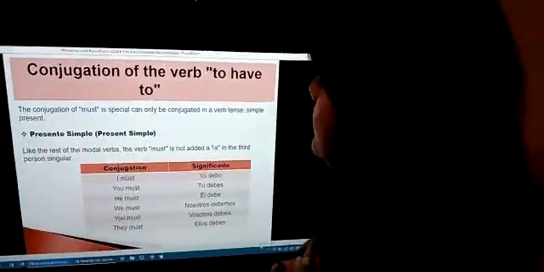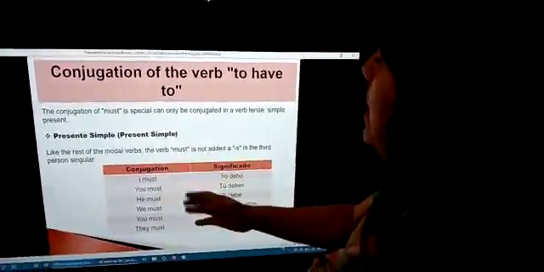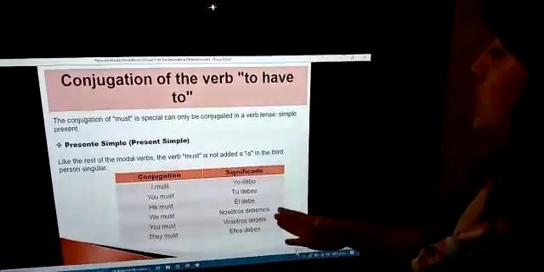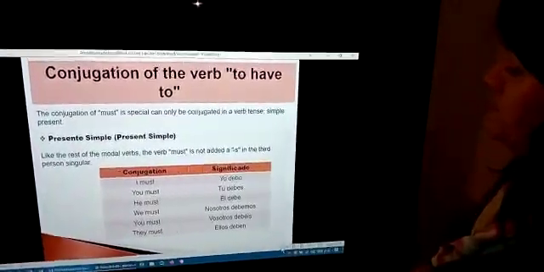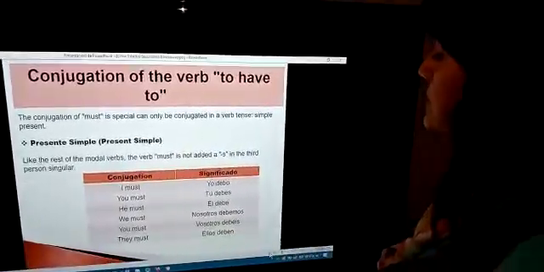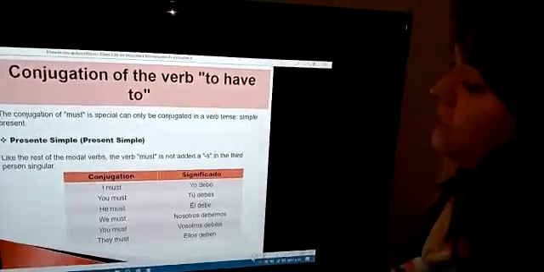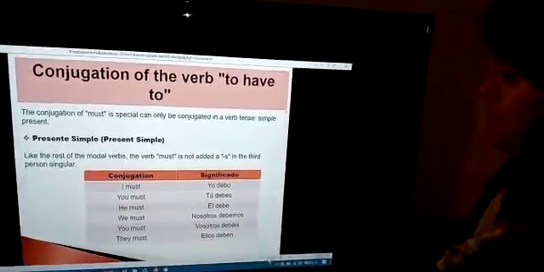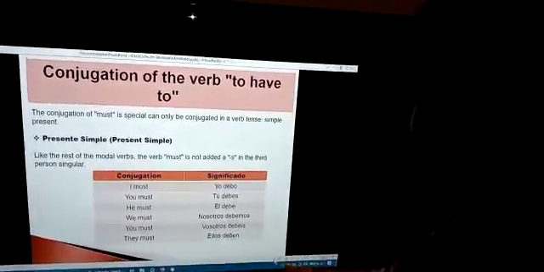Right here are the pronouns and then must, and this is the Spanish. I must, yo debo. You must, tú debes. He must, él debe. We must, nosotros debemos. You must, vosotros debéis. And they must, ellos deben.